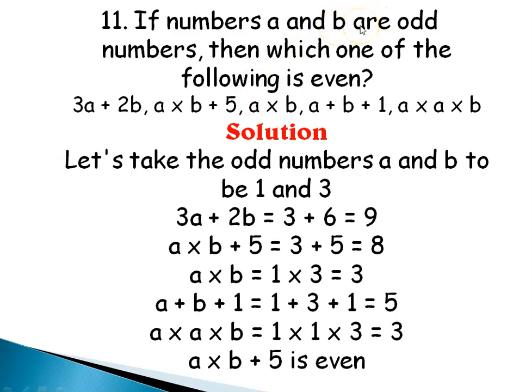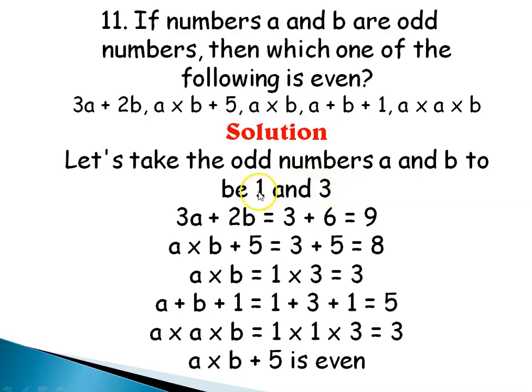So now, since we said odd numbers, we didn't mention any particular odd numbers. That means we can pick any odd number. So, to make the work easier, let's just pick two odd numbers. You can pick 7, you can pick 5, whatever. But I'm going to use 1 and 3 as my odd numbers. I'm going to represent A and B as 1 and 3, just for us to check which of these expressions is going to be even. So I'm going to assume my A to be 1 and my B to be 3.